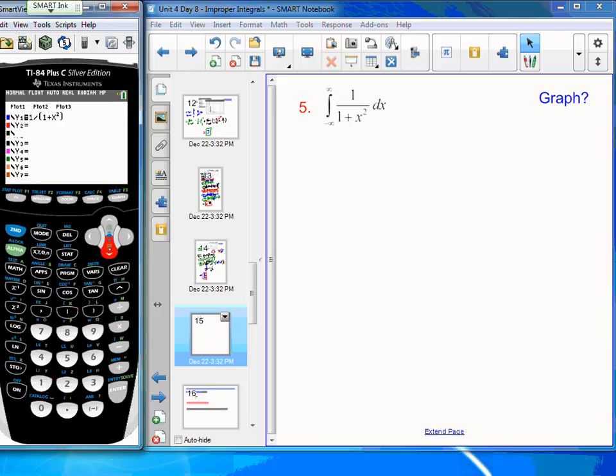What does this even look like? Well, x is 0, and then it gets bigger and bigger. I'm going to change my window. Y max was 1. So I'm going to go to 2 for my y max and see if that helps at all. And I'm going to go negative 10 to 10.